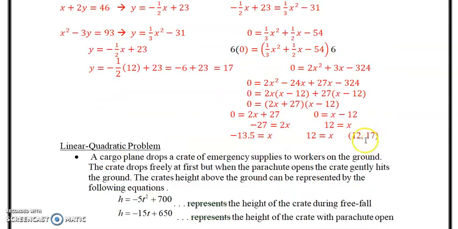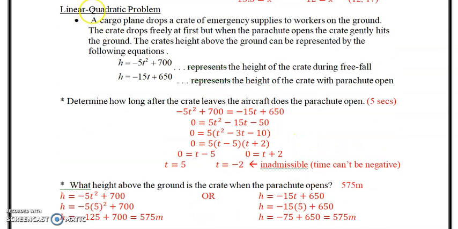Okay. Let's finish off the last example. We have a linear slash quadratic problem. So it says a cargo plane drops a crate of emergency supplies to workers on the ground. The crate drops freely at first, but when the parachute opens, the crate gently hits the ground. The crate's height above the ground can be represented by the following.